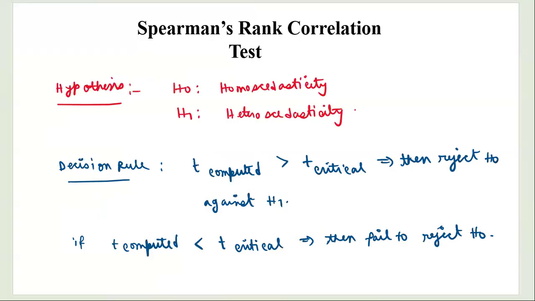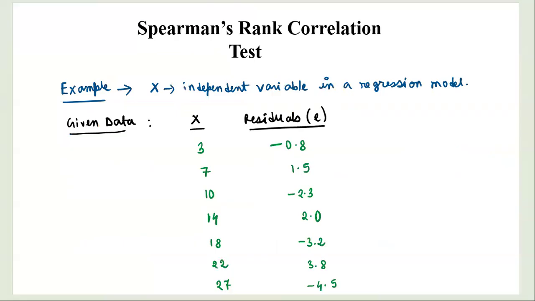Define the proper hypothesis where H naught will assume that homoscedasticity is present. H1 will assume that heteroscedasticity is present. And then the decision rule is as follows. If T computed is greater than T critical, we will reject H naught and we will say yes, heteroscedasticity is present in our model. And if the opposite happens, we fail to reject H naught and we will say that homoscedasticity is present in our model. As simple as that. Now I have given you one numerical example. Let us move to the numerical example and see what we can do with this.